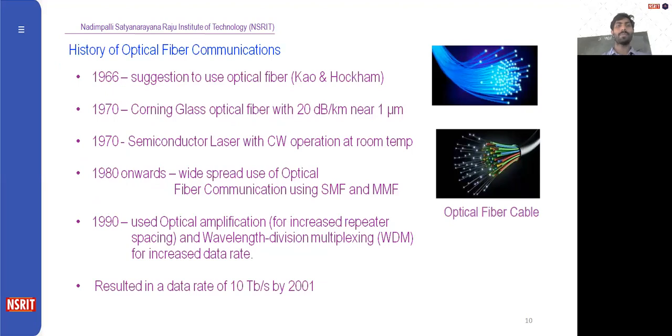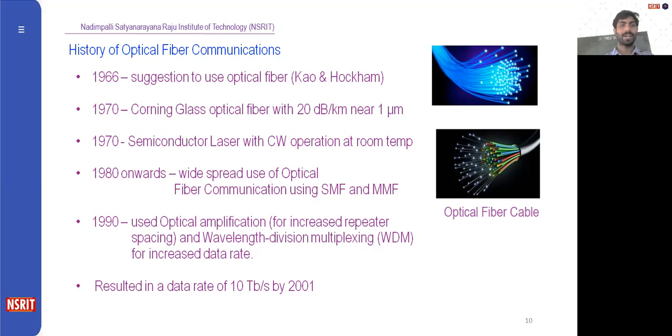History of optical fiber communication systems. In 1966, suggestion to use optical fiber is made by Kao and Hockham. They suggested to use an optical fiber communication in order to reduce the bulkiness and reduce the weight. In 1970, Corning glass optical fiber with 20 dB per kilometer near 1 micrometer is made. Here 20 dB per kilometer is the loss that is achieved by an optical fiber when information is being transmitted. For every 1 kilometer, there is a loss of 20 dB, and the wavelength is 1 micrometer.